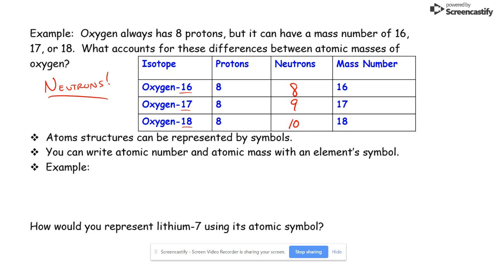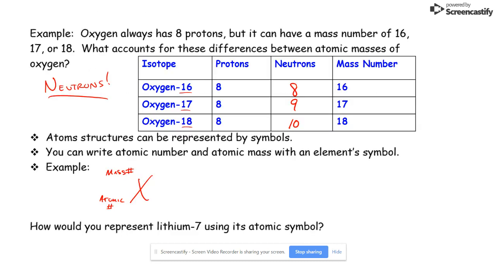One of the nice things is that we can write the atomic number and atomic mass along with the element symbol. This is what we call isotopic notation. Isotopic notation always has a standard format, as we'll just use element X here. It's always the mass number on top and then the atomic number below it.